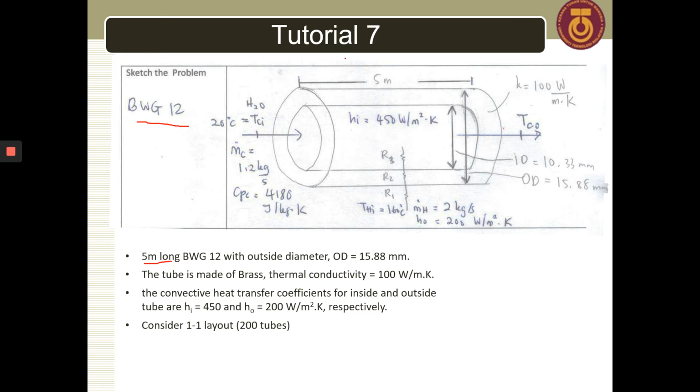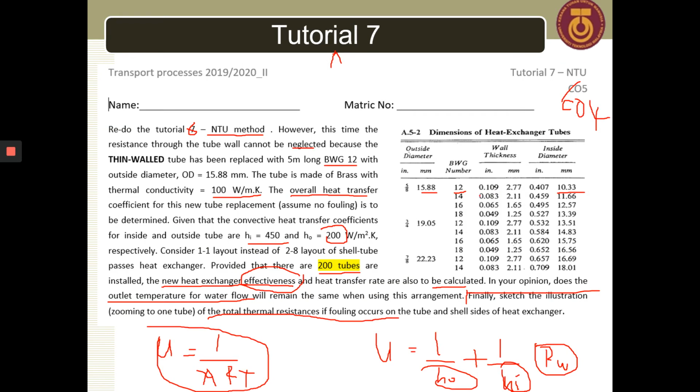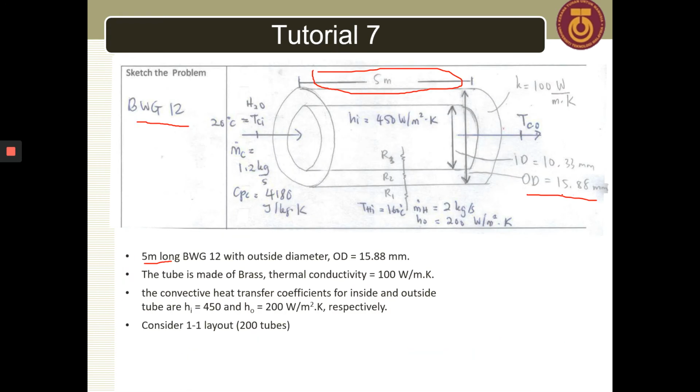When you draw, you need to label your drawings. So this is 5 meters, and it is BWG12 with outside diameter 15 mm. And the inside diameter, as we have seen from the table, is 10.33. The tube is made of brass with a k of 100. So here is the thermal conductivity of the brass, 100.